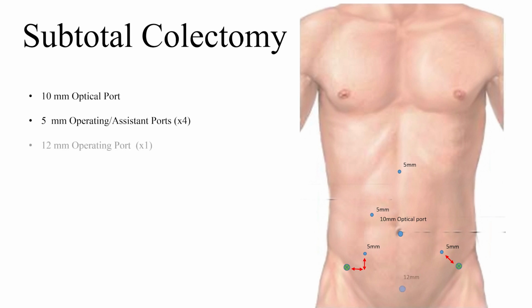Finally, a 12 mm port suprapubically will accommodate the stapler and the vascular clips for the right, left, and middle colic vessels. It will also be an operating port during the right-sided dissections.